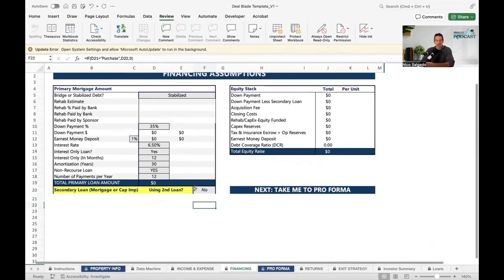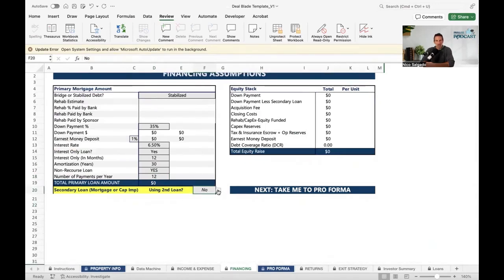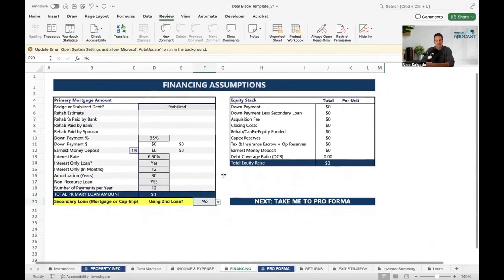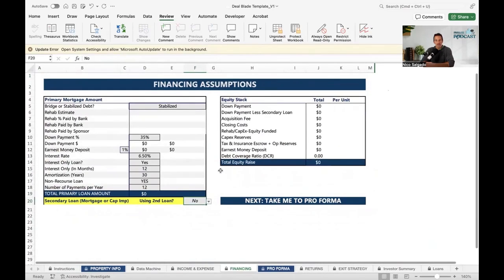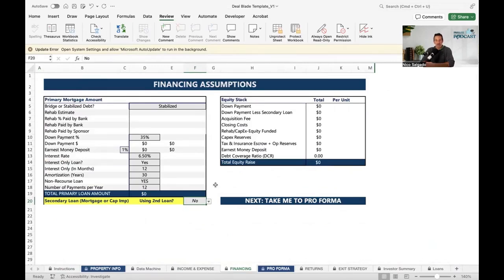Now, I also have the ability to add a second loan on top of this if you have some other type of financing, meaning you might have a mezzanine debt, or maybe you're getting a line of credit or some other second loan. You can add that here. Again, if we're going to do stabilized or bridge, we can change that to bridge, and things are going to change a little bit. You're going to have some of the rehab paid by the bank, and you could input that number there. That changes the structure of the deal a little bit. And every scenario is obviously different, so you just have to know what you're getting into, what type of loan you're going to use.